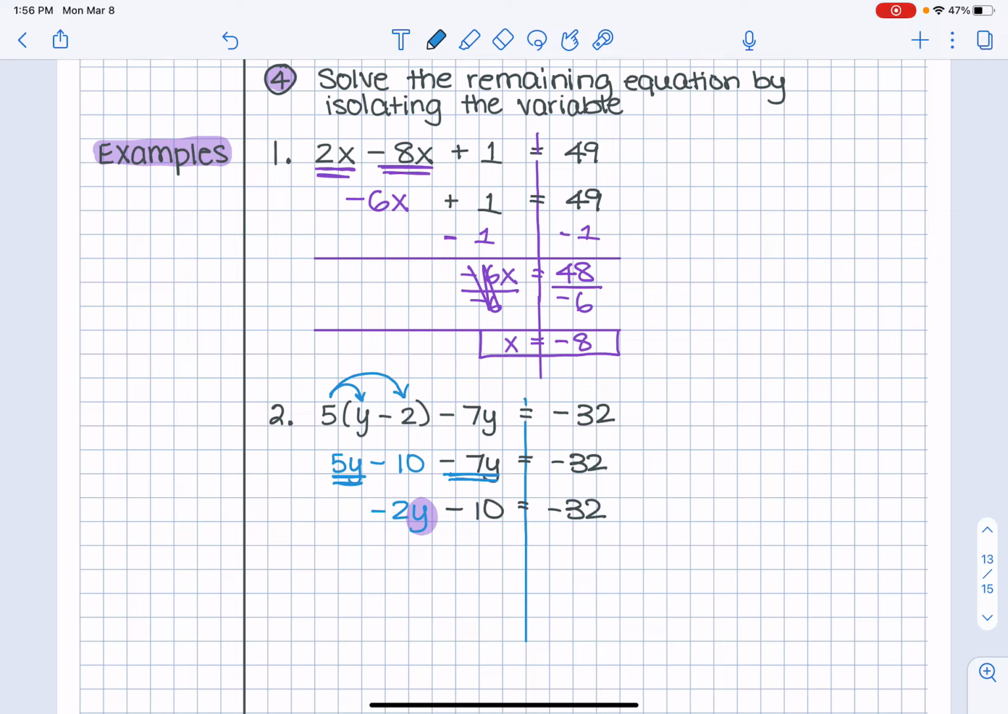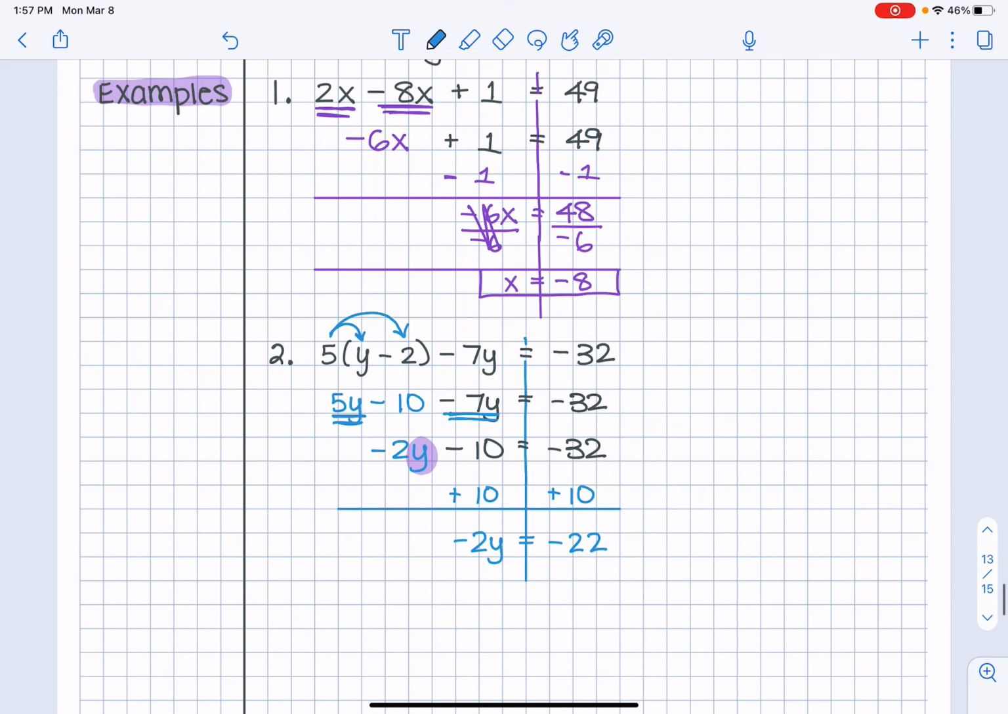And the opposite of a negative 10 is positive 10. And anything I do on one side, I do to the other. Let's see what we're left with now. On the left side, I should have negative 2y only left over. On the right side, negative 32 plus 10 is negative 22. Okay? I'm not done because my y is still not alone.